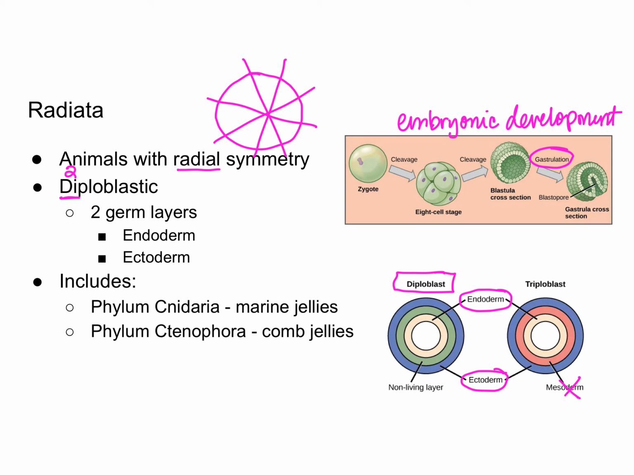And then the two phyla that are included in this group of radiata are phylum Cnidaria, which are marine jellies. They used to be called jellyfish, but jellyfish are not fish, so the more correct way to call them is a jelly. And then phylum Ctenophora are these other jellies known as comb jellies.